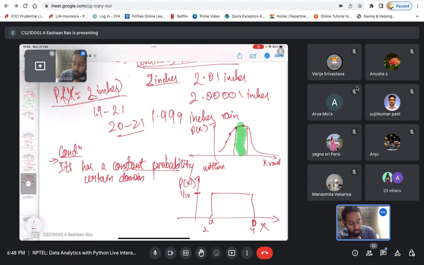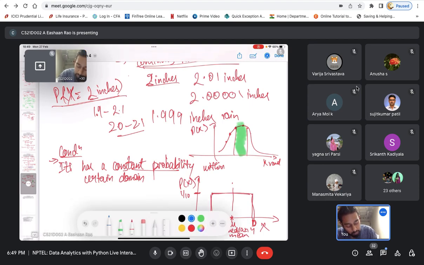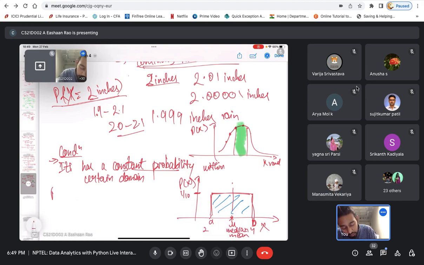Another aspect of this distribution is that it is symmetric. If I get a mean value here, let's say mu, then the median and mean are the same. This is another important aspect. And if you have to calculate the probability of this particular area, we have to define the interval, and within that interval the area under the curve is 1. Since it is a rectangle, we can define it as height into width.